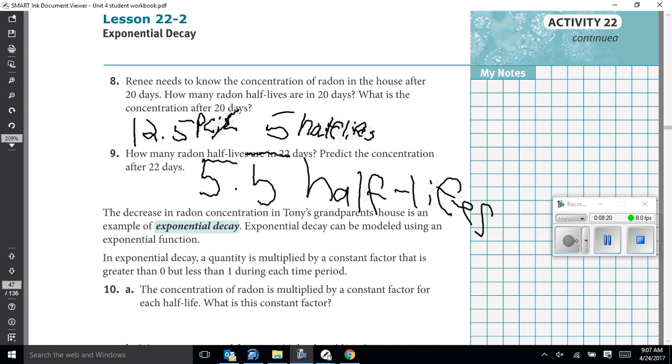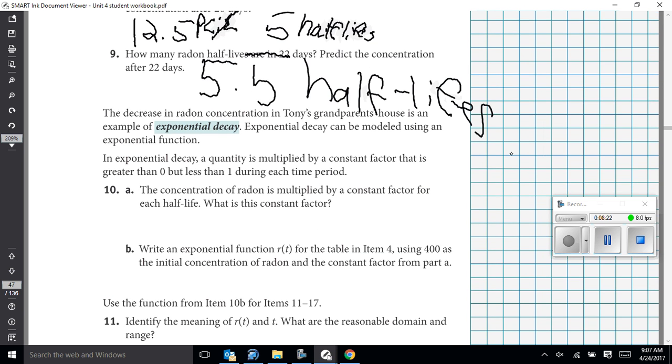Alright, so now we have a decrease in radon concentration in Tony's grandparents' house is an example of exponential decay. Exponential decay can be modeled using an exponential function. In exponential decay, a quantity is multiplied by a constant factor that is greater than 0 but less than 1 during each period. So in 10a, the concentration of radon is multiplied by a constant factor for each half-life. So what's our constant factor? Half.